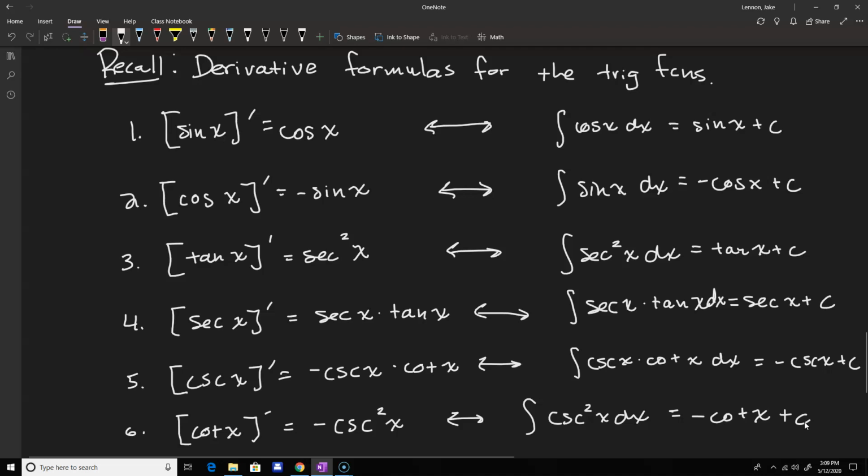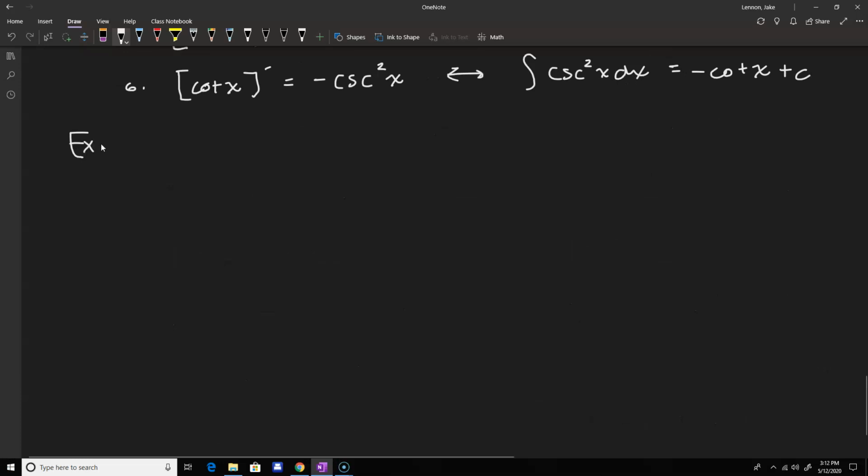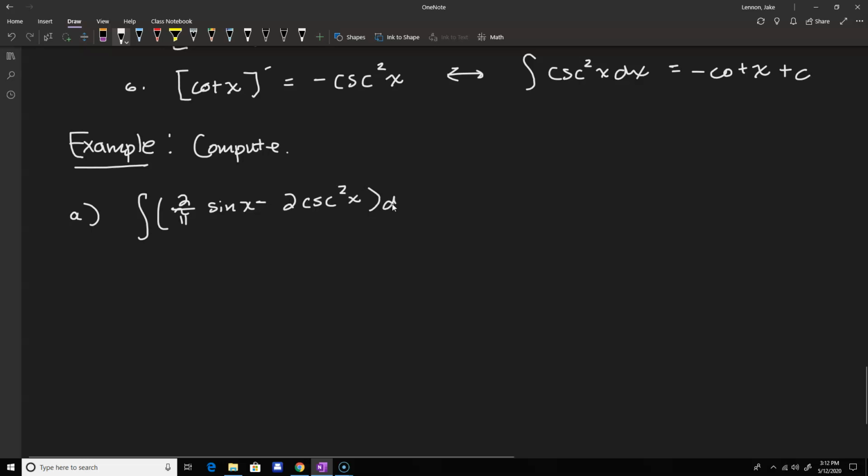So let's go ahead and look at an example where we apply some of these. Okay, so let's look at 2 examples here. So let's just say compute. We're just finding antiderivatives. So the first example, A, let's compute the antiderivative of 2 over pi times the sine of x minus 2 cosecant squared x dx.